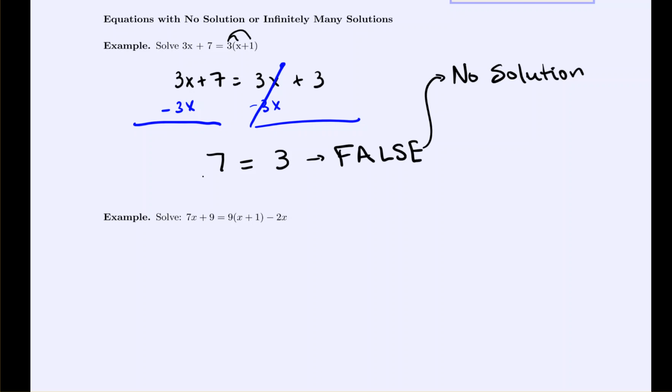So up until this point, you probably have not seen this occur because all the problems you were shown were specially chosen to have a solution. But you can't just set two expressions equal to each other all the time and hope that they have a solution. So how do you recognize no solution? When you get down to a false statement.